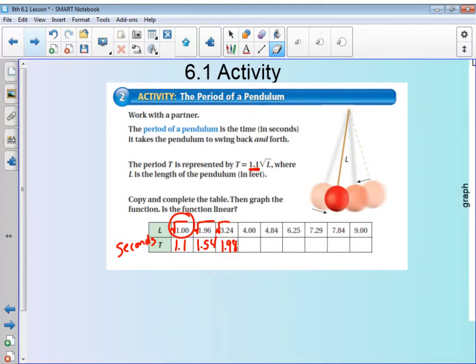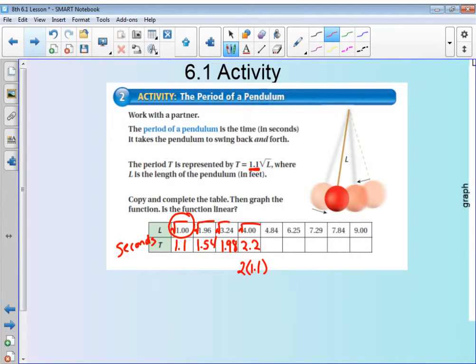Okay, my next one, square root of 4.0, or 4, is 2. That one I can do in my head because it's a perfect square number that I've known since I was learning my multiplication facts. And then I'm going to take that times 1.1, which gives me 2.2. Okay, we'll go ahead and do one more.